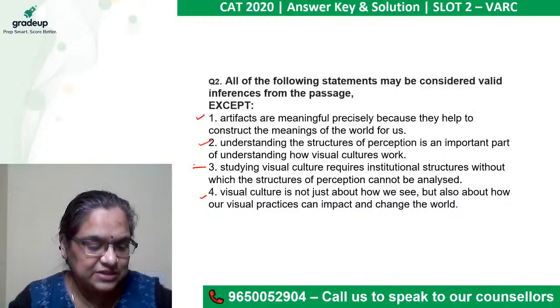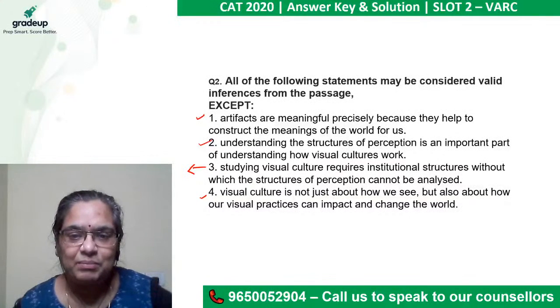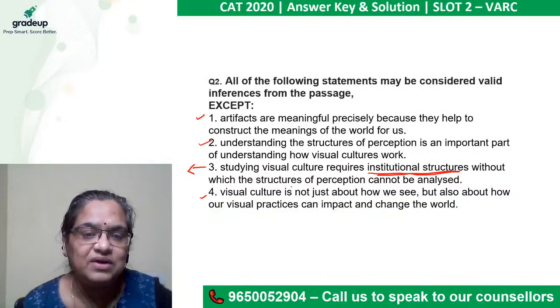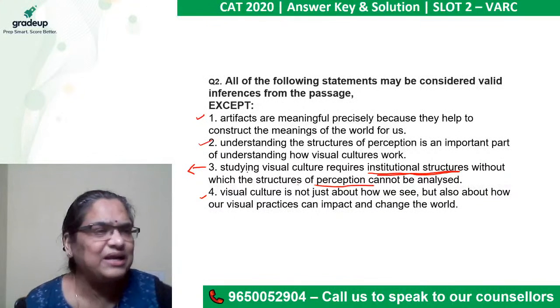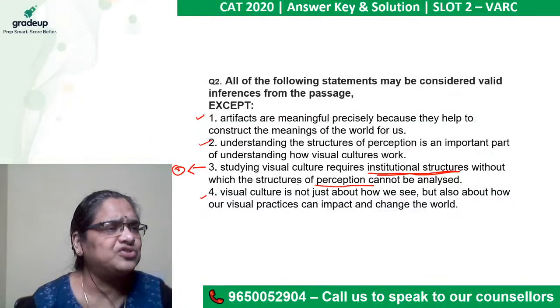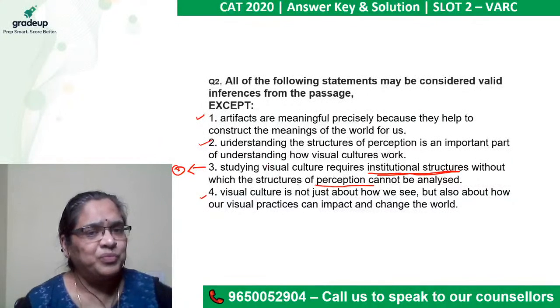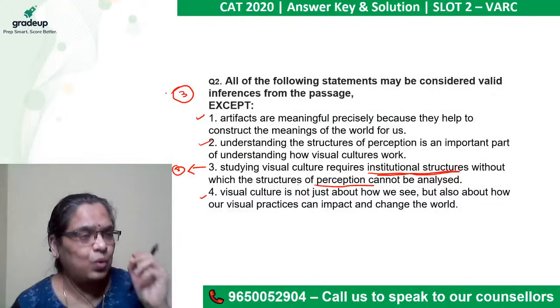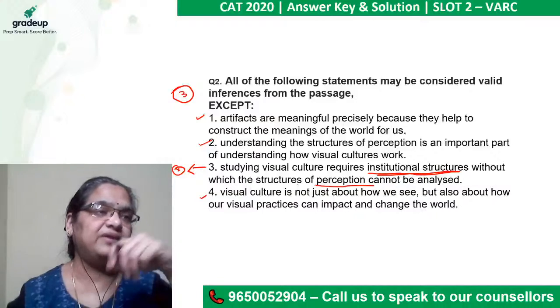But he has not said anything about why institutional structures are required, without which perception cannot work, and nothing has been mentioned about the influence of institutional structures on perception. Therefore, obviously 3 is again quite an easy answer if you had read the passage properly.